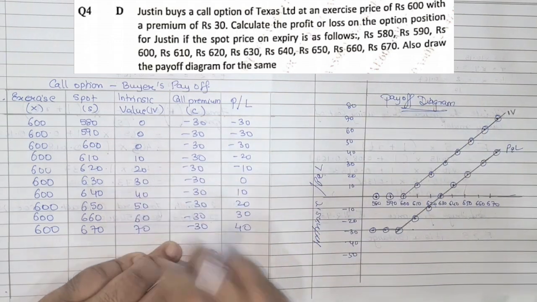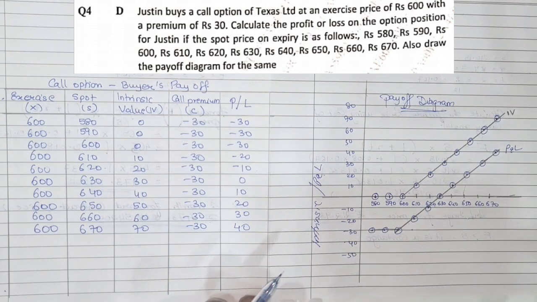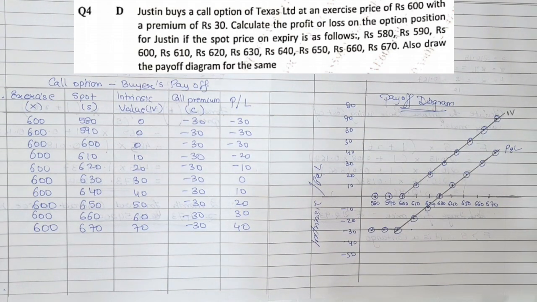and the previous one the payoff table. So this is how you all had to solve the sum based on call option buyer's payoff. Okay, I hope everyone has understood that. Everyone go through it once.